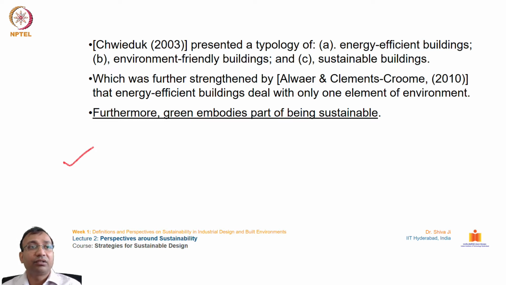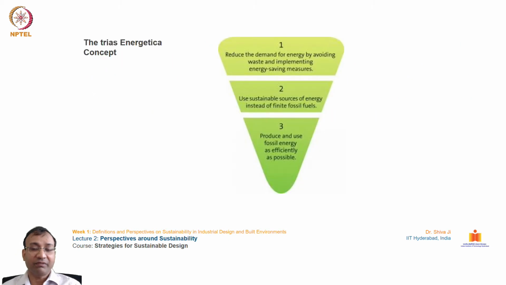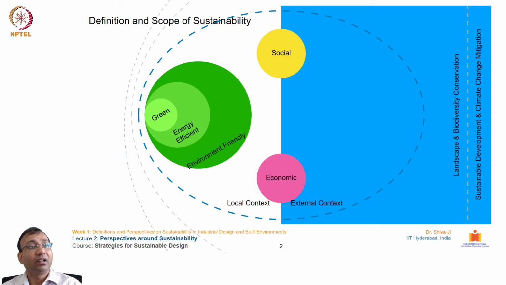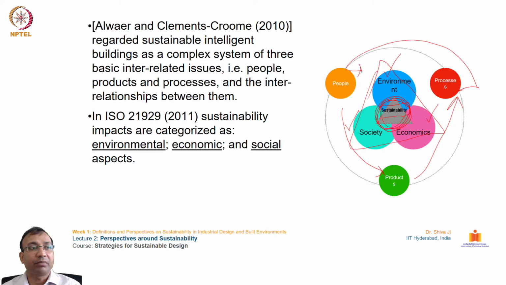So here green becomes a subset of the bigger set of being sustainable. We saw in the first illustration over here that green is the beginning point. So maybe here you can refresh your understanding again. It starts with the green, then it goes to the energy efficient, then it becomes environment friendly, then it becomes sustainable, and then the other two much broader perspectives come into existence.